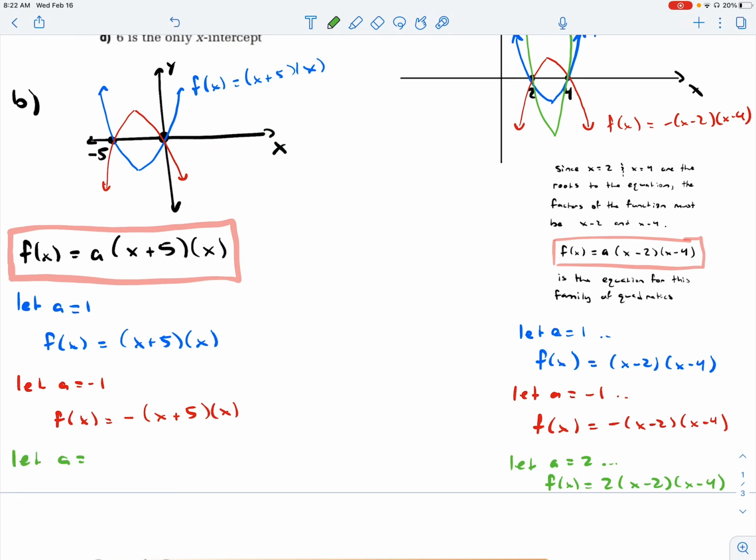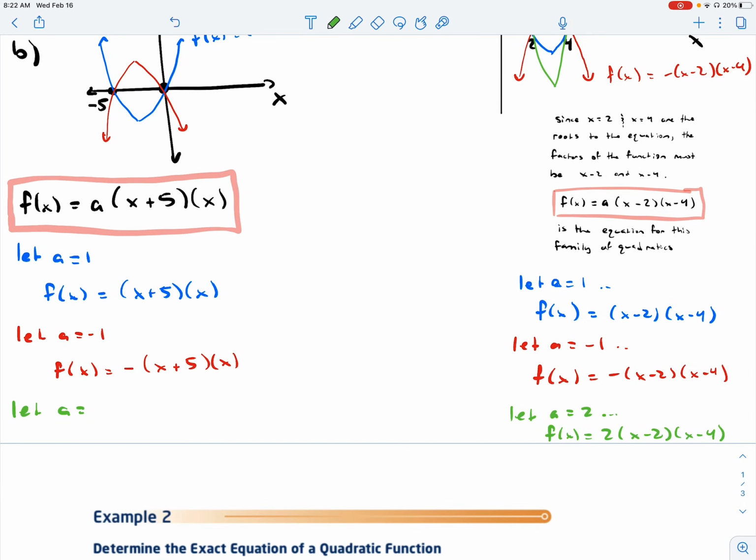And then we'll go ahead and pick a = 2 like we did last time. The only number we can't pick for the a is 0. Notice if we pick a equal to 0, it's just going to make everything 0, and then we wouldn't have a quadratic at all. So you can use any other value except for 0.